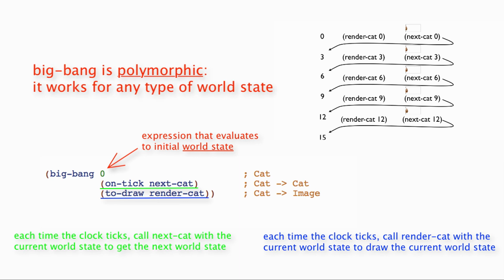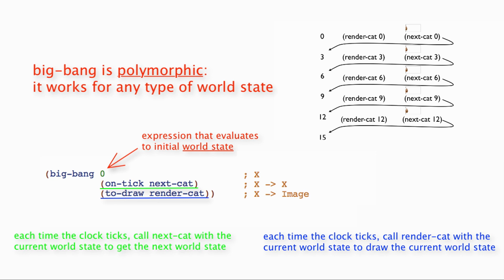One other point to make about Big Bang is that it's what computer scientists like to call polymorphic. It can work for any type of world state. So Big Bang doesn't just work with cats. It can work, for example, if you have an interactive world program that has to do with fireworks, then the world state could be firework. Or if you have an interactive program that has to do with lots of fireworks, then the world state could be list of firework. The world state can be anything you want it to be. So actually here where we've noted cat and cat to cat and cat to image, as far as Big Bang's concerned, it can be anything. So really it could be X, X to X, and X to image.